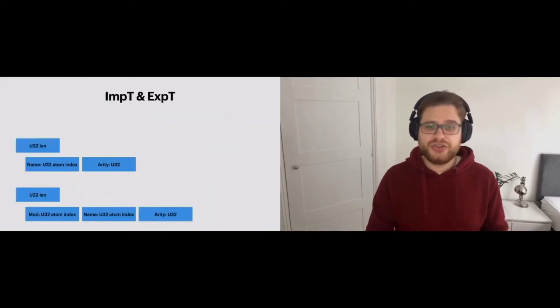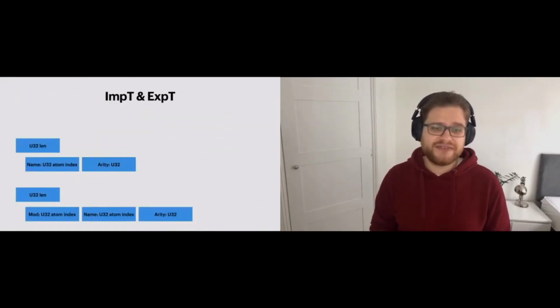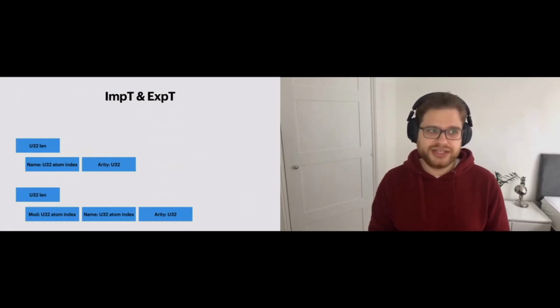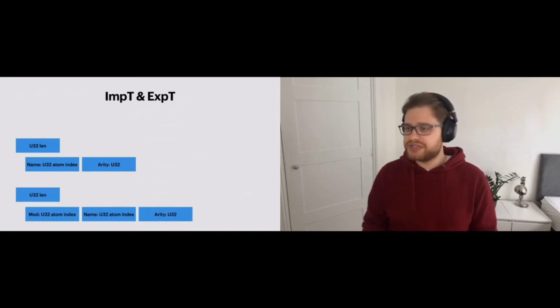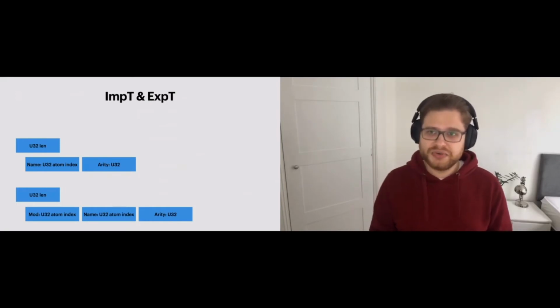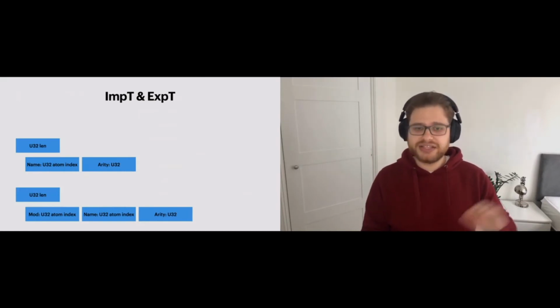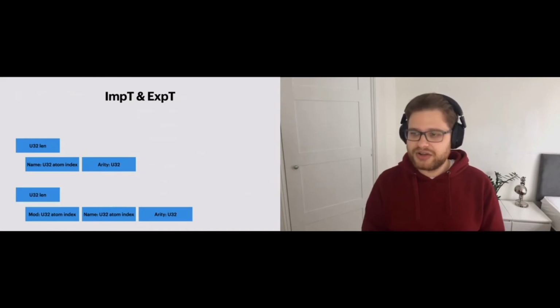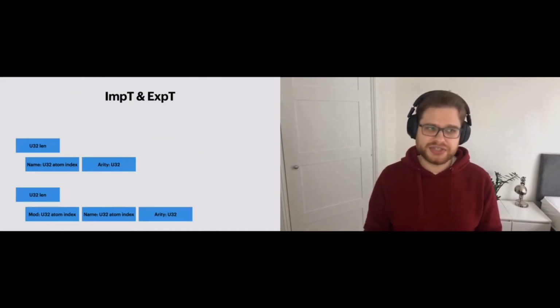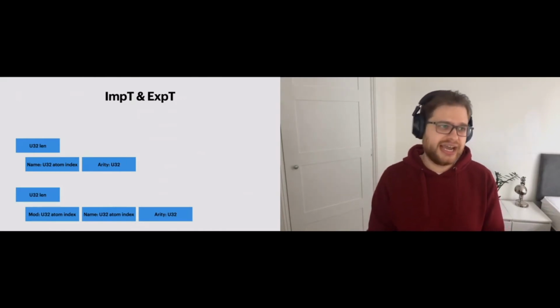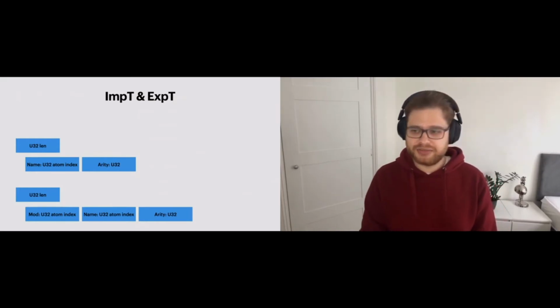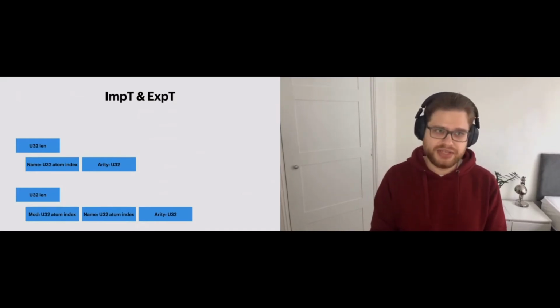Additionally, those tables have a very simple encoding that we can read very efficiently. Right? So for the export table, we just have a 32-bit integer with the number of entries. And then for each entry, we have a 32-bit index into the atom table that represents the name of the function, and then the arity, which is another 32-bit integer. And similar for the import table, except we also have the module name in there.